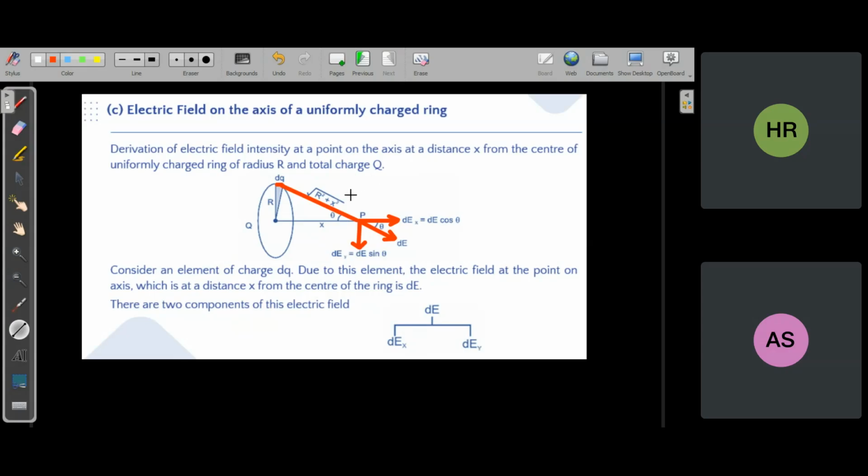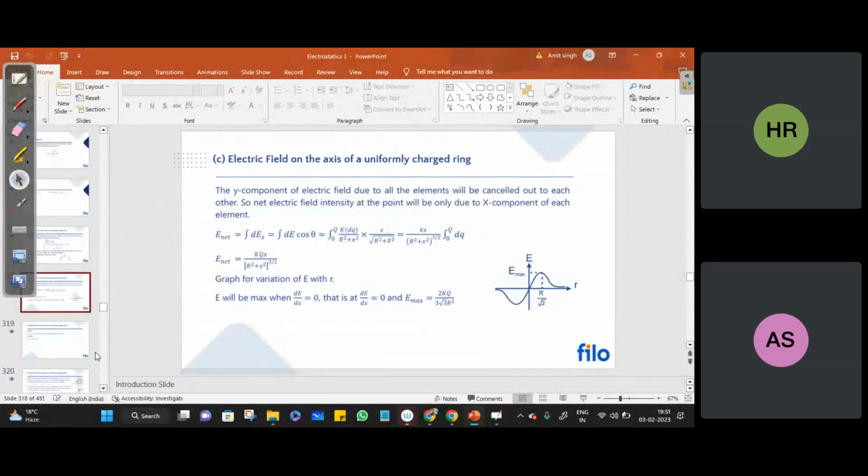And here which component will you integrate? First of all, you will find the electric field due to the small element. The horizontal component we need to integrate. So the vertical, I think, will get cancelled. Yes, that's right. Vertical will get cancelled. So just integrate the horizontal. That's it. Cos theta you can substitute in terms of x and r. Are you getting it? That is the whole process.